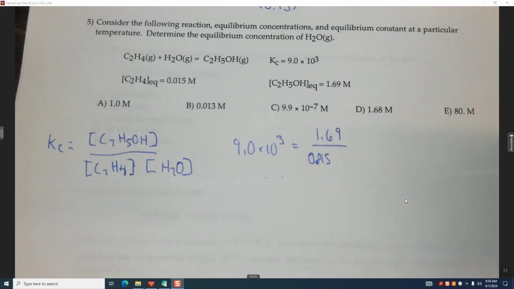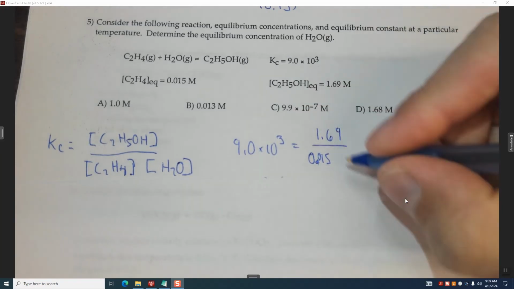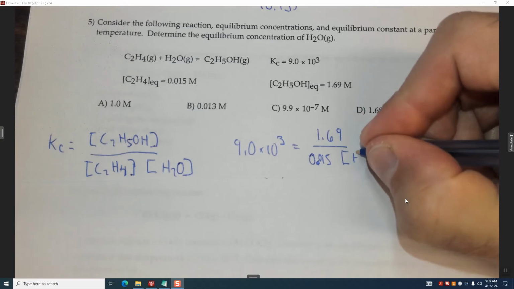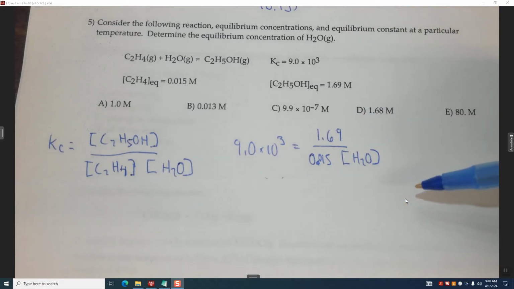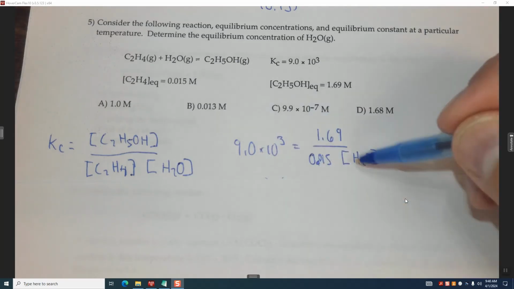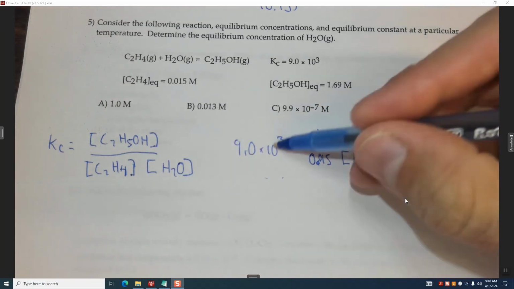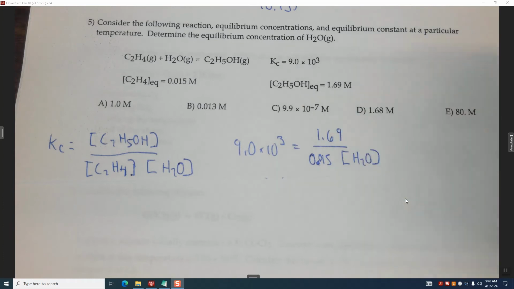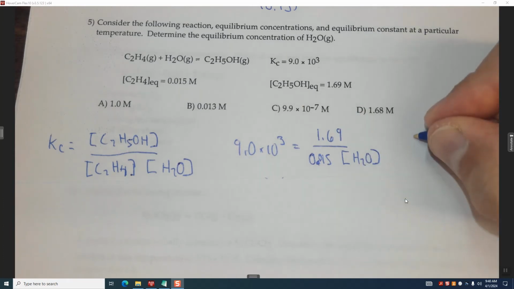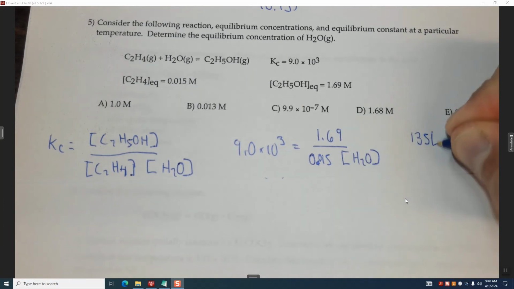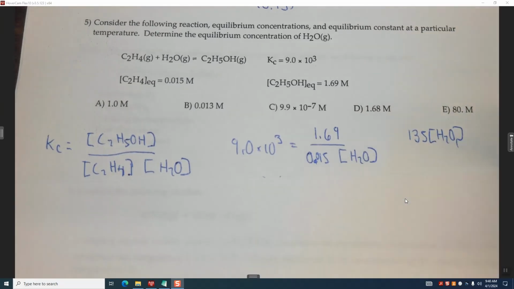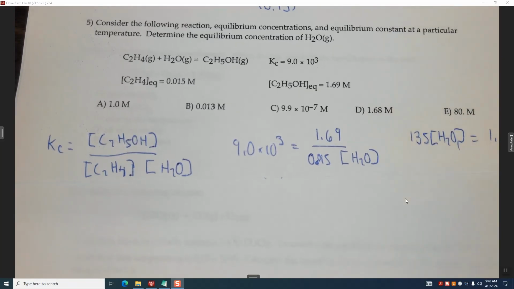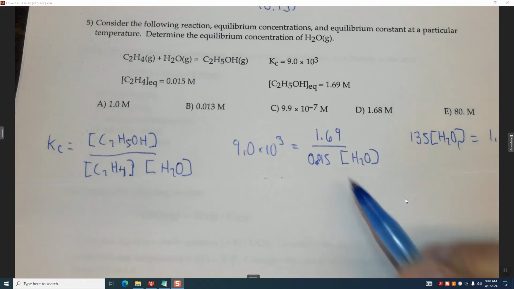You can see that. All right, and then the concentration of water is what we're looking for. That's the unknown. Well, how do you do this? Well, the first thing you want to do is cross multiply. So 9 times 10 to the 3, 9,000 times 0.015, okay? And when you do that, you get 135 times the concentration of H2O, because that cross multiplies as well, so that's going to cross multiply through as well, equals 1.69. So that is basically just equal to that.